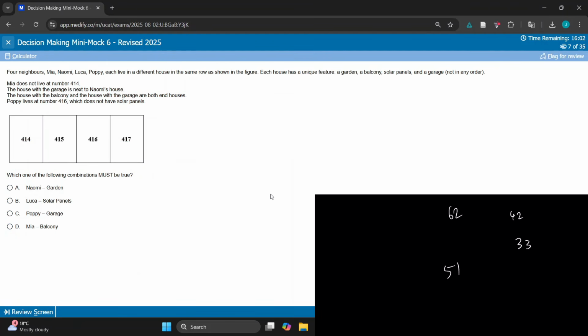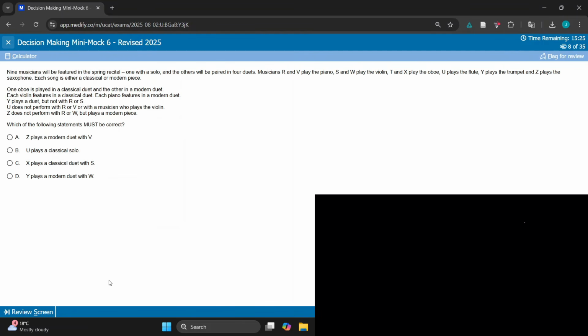Maybe I can do one of these. Okay, so Mia, Naomi, Luca, and Poppy. Okay, so it says Poppy lives at 416, 414, 415, 416, 417. So Poppy lives at 416. Mia does not live at 414. The house with the garage is next to the house with the balcony, and the house with the garage and the house with the balcony are both end houses. So, okay. Maybe I should not have done this one. I didn't mean to click an answer for it. Okay, let's move on.